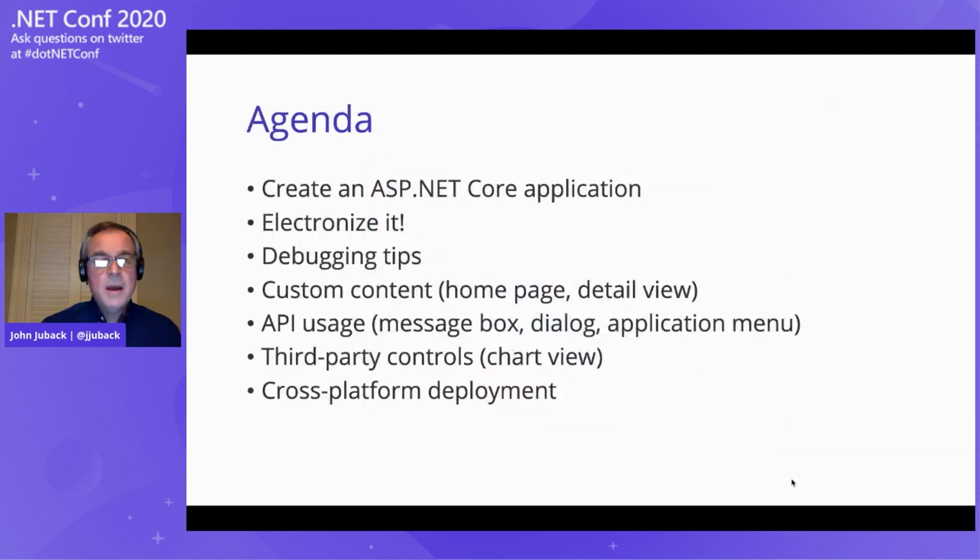So what we're going to run through, hopefully I get all this in: start with a plain vanilla ASP.NET Core application, and show you how to add Electron.NET components to it. We'll create some custom content, and we'll show how launching and debugging works. Then we'll dive into the various APIs, so we can have native message boxes, file save dialogs, and custom application menus. And lastly, we'll integrate a third-party control, a chart, into our application and briefly touch on cross-platform deployment.